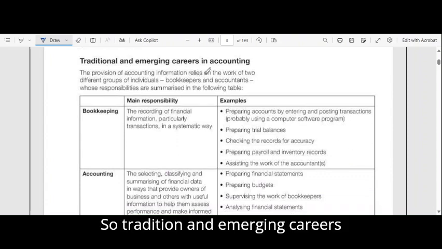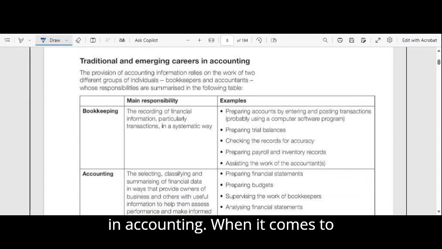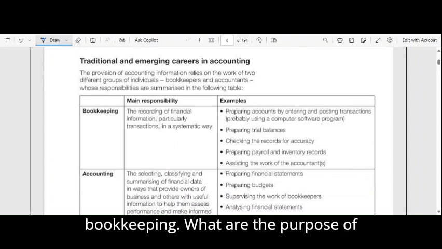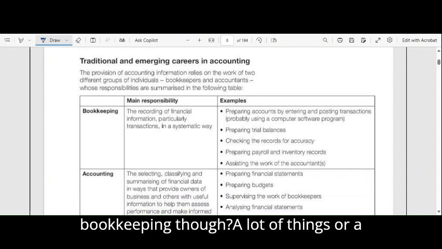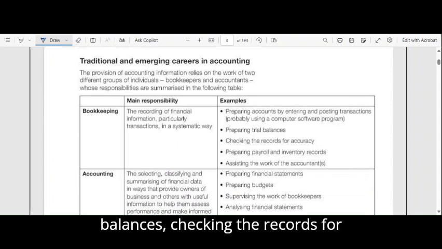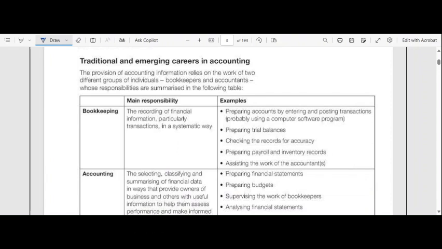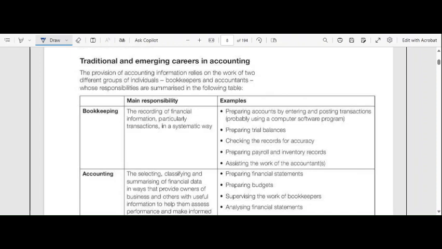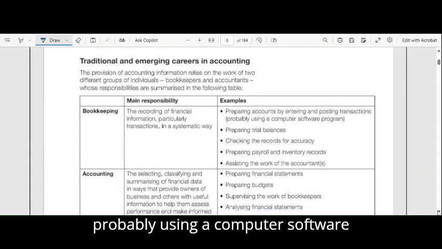So, traditional and emerging careers in accounting. When it comes to accounting, there are a lot of careers that could come into place. So we have bookkeeping. What is the purpose of bookkeeping? A lot of responsibilities the bookkeeping clerk has are preparing trial balances, checking the records for accuracy, preparing payroll and inventory records, assisting the work of accountants, and preparing accounts by entering and posting transactions, probably using a computer software program.